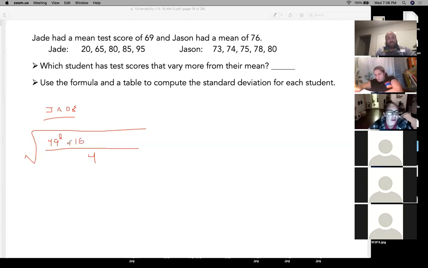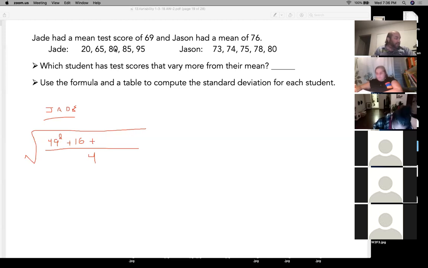Notice that I did not square 49. I just don't happen to know it off the top of my head, but I did square 4. How far is 20 from the mean? Because I knew 4 squared. When I do my calculations, I'll square 49 too. I just don't happen to know it off the top of my head. But I did know 4 squared, so I just wrote 16.